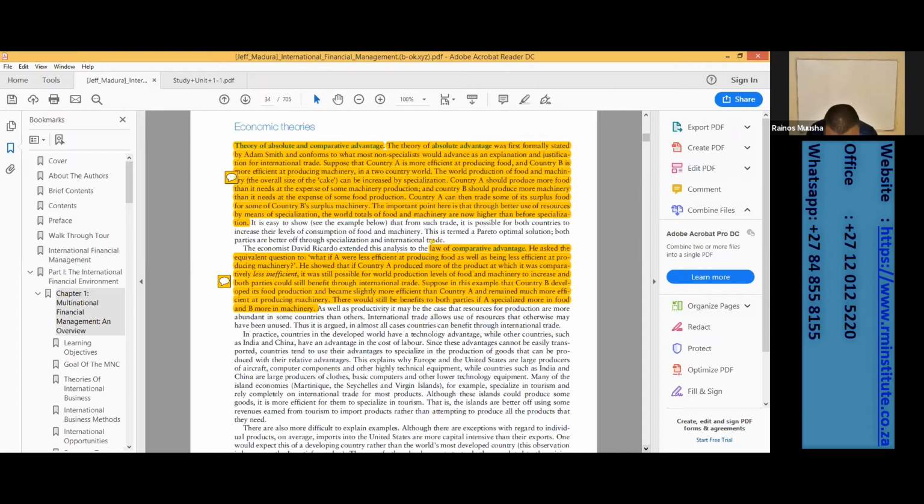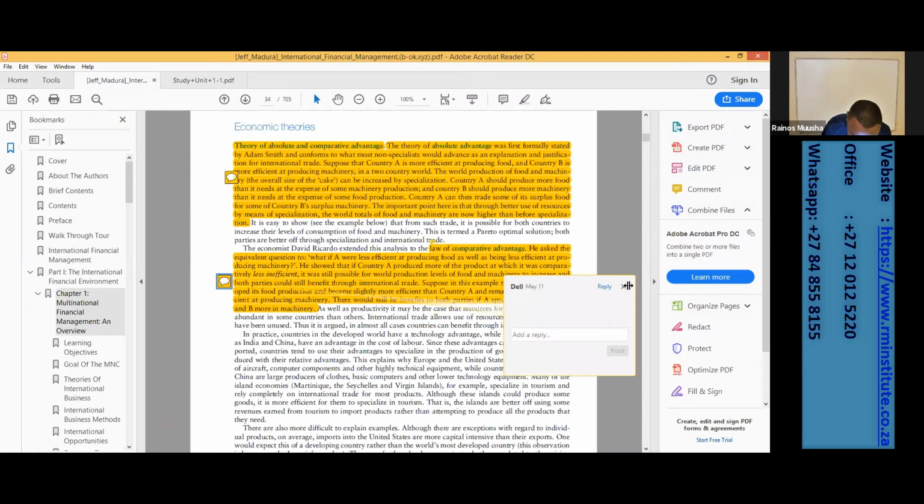When you look at the law of comparative advantage, they're basically saying that even if B is more efficient in producing both food and machinery, and A is not as efficient but is better at producing food than producing machinery, there would still be benefits in A being able to produce more food and then trade it with country B. So this is basically where the law of comparative advantage comes in.